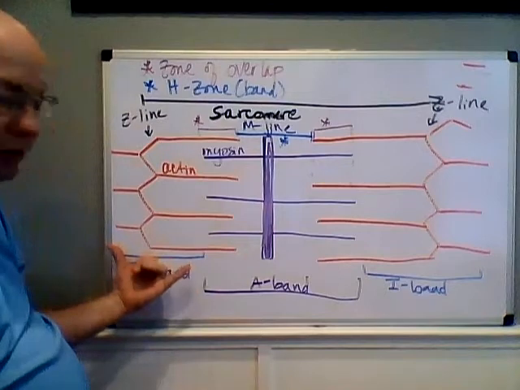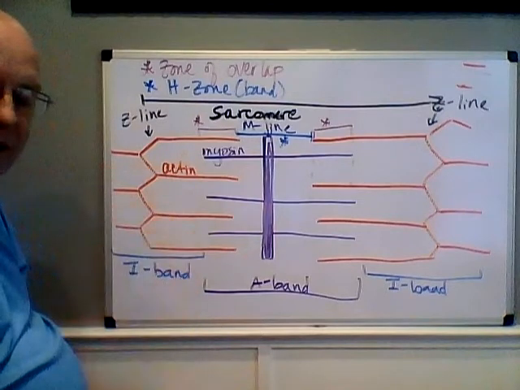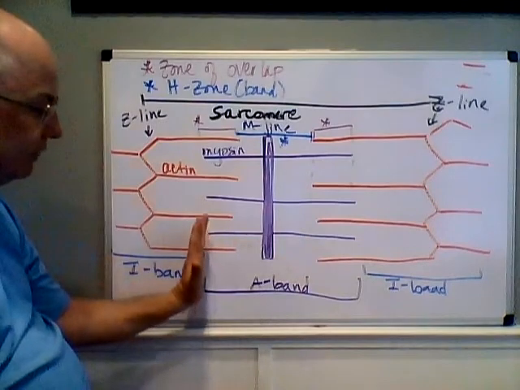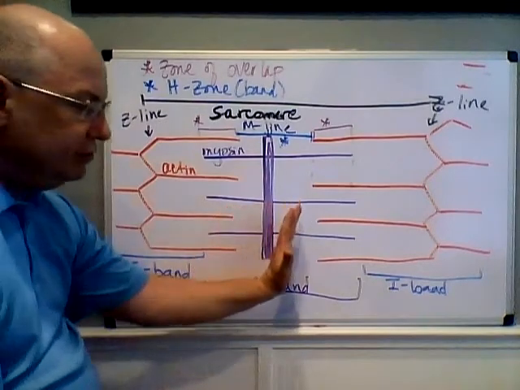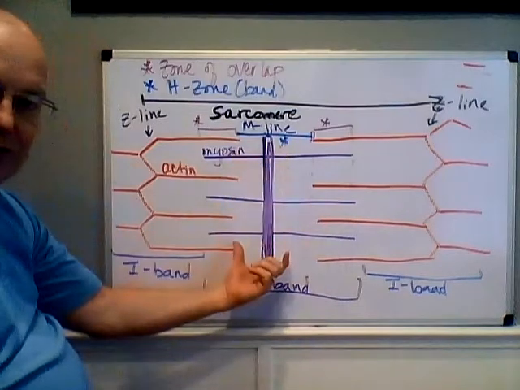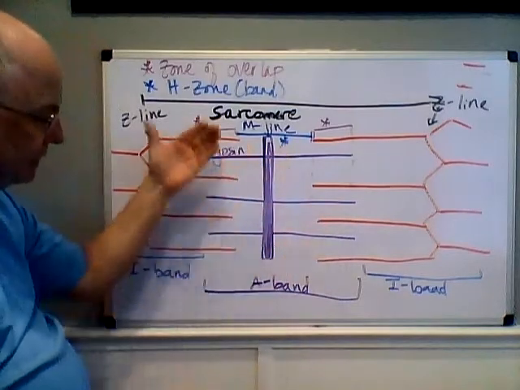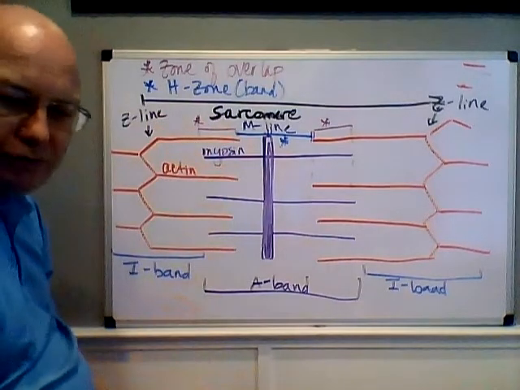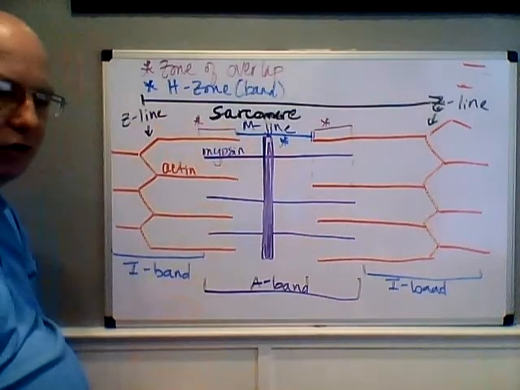The I band is the region of the sarcomere that contains only actin filaments. The A band consists of a zone of overlap plus an H zone plus a zone of overlap. The H zone has myosin only. The zone of overlap has actin and myosin filaments overlapping each other. Those are sort of the verbal definitions or descriptions of a sarcomere.